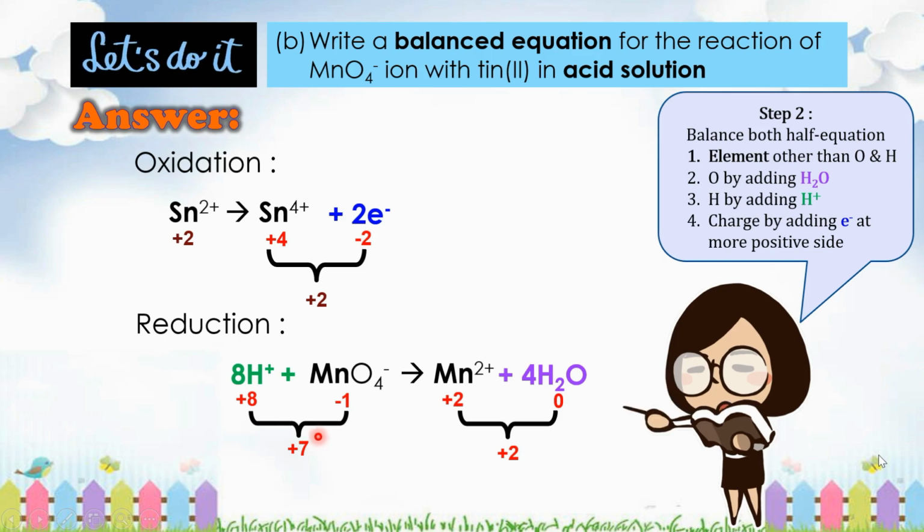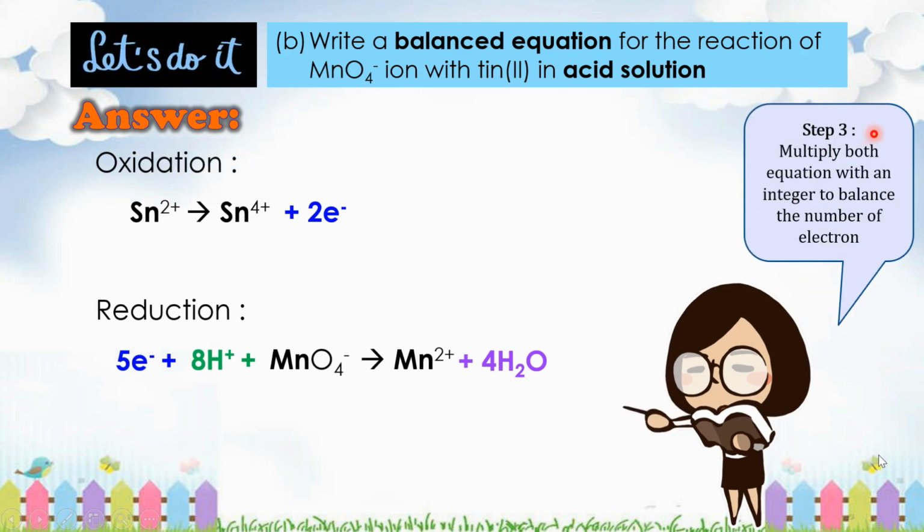So we see here that the reactant side is more positive, so we have to add electrons at the reactant side. How many? When we calculate, it should be the same charge as the product side. So we add 5 electrons at the reactant side. Right, so we try to calculate it again. So finally we notice that the charge of both sides is equal.